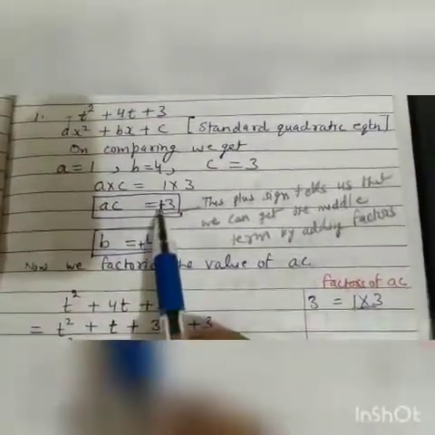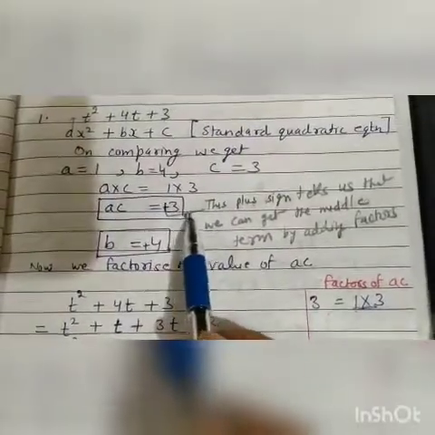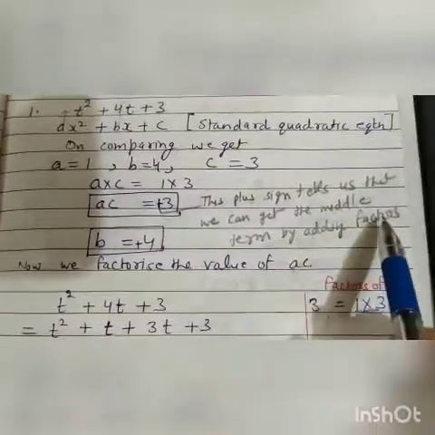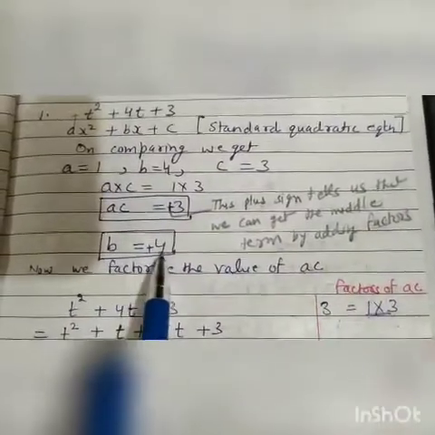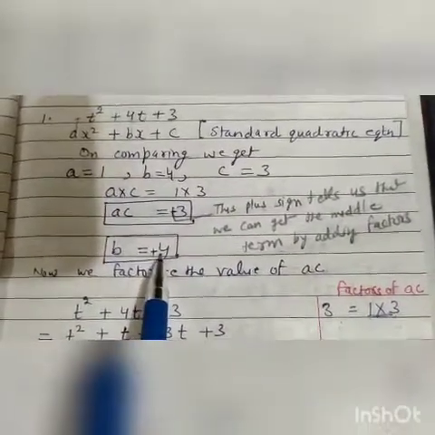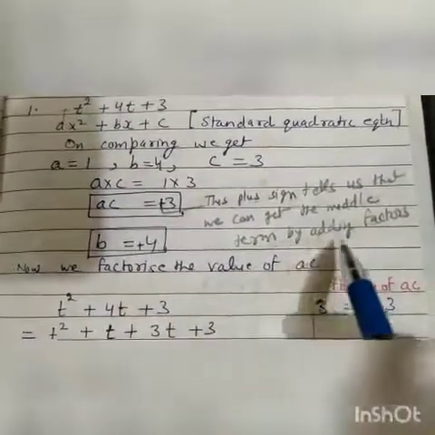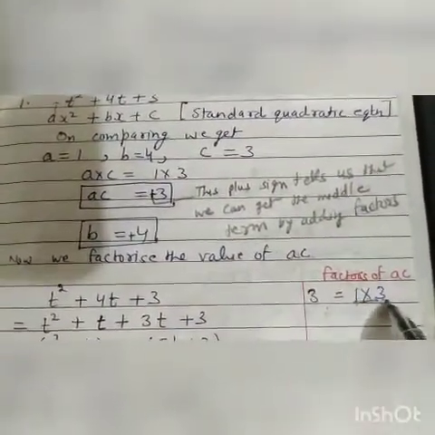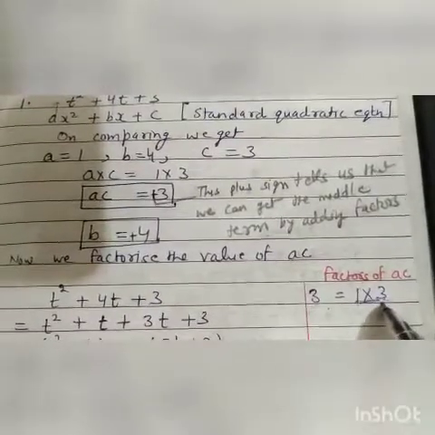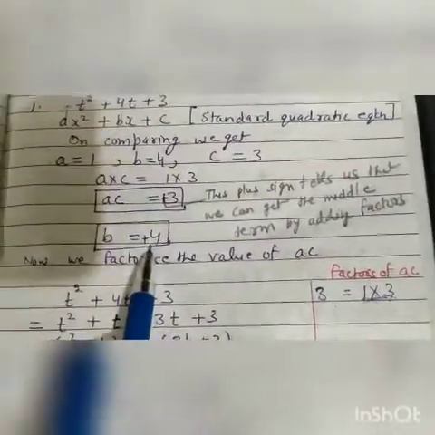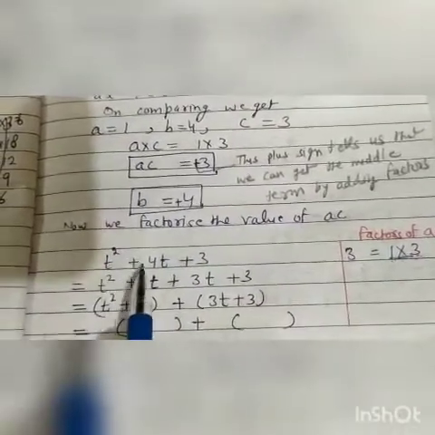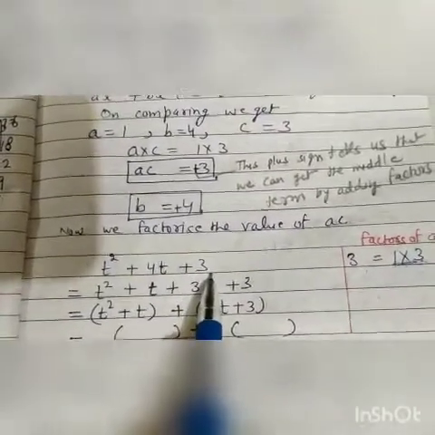Now this plus sign indicates that we can get the middle term by adding factors. What is the middle term? Plus 4. And this plus sign is telling us that we will add these factors. If we add these factors, 1 plus 3, 4, we get the middle term. So again we will write the question t square plus 4t plus 3.